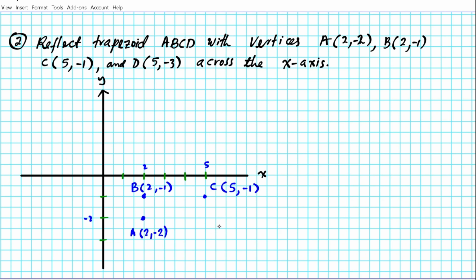And then point D is (5, -3). So (5, -3). 1, 2, 3 right here. Bam. This is negative 3. This is negative 1. All right, so all we're going to do now is connect the dots, and then that will give us our pre-image trapezoid ABCD. All right, so let's go ahead and do that.